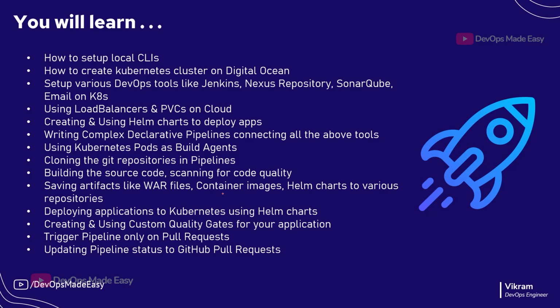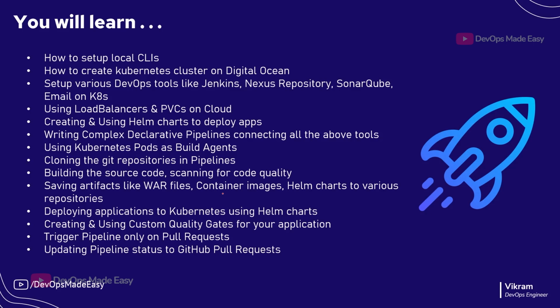So we are going to talk to the Kubernetes cluster and deploy our application using Helm charts. And not only this, we'll also understand how to create and use custom quality gates in SonarQube to measure the quality of your application, and then how to trigger a pipeline only on pull requests, and how to update pipeline status to the GitHub pull request. So basically, when you open a pull request from maybe the dev branch to the master branch, you will trigger this pipeline, and only when the pipeline is successful, you're going to merge the branches together.